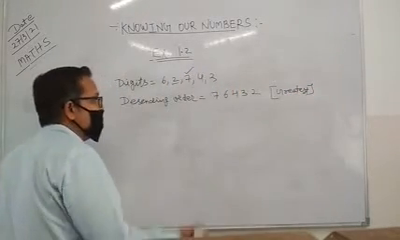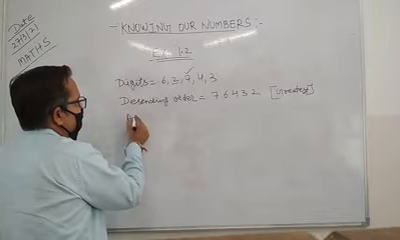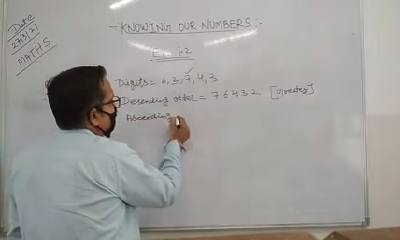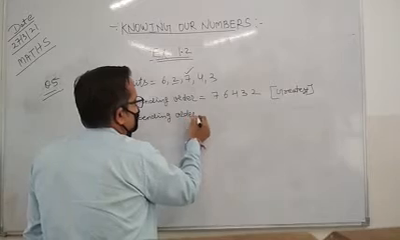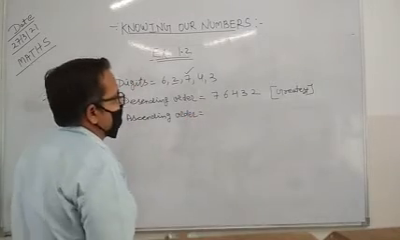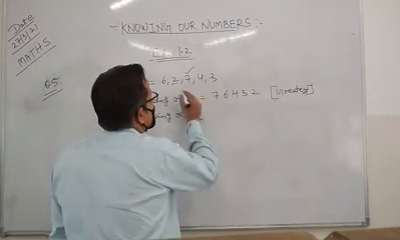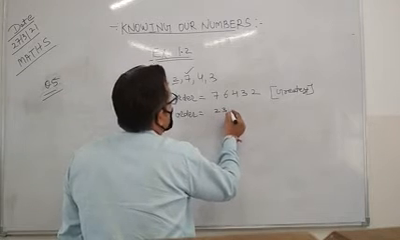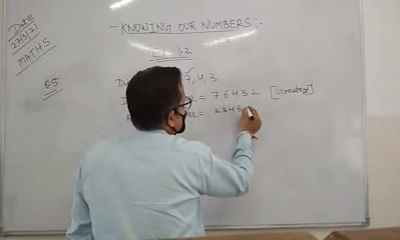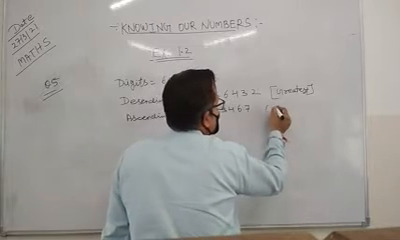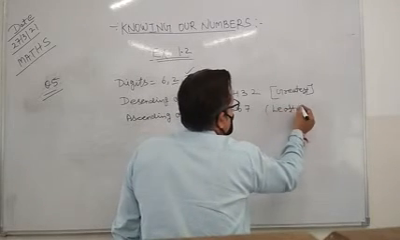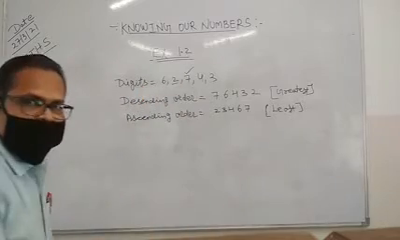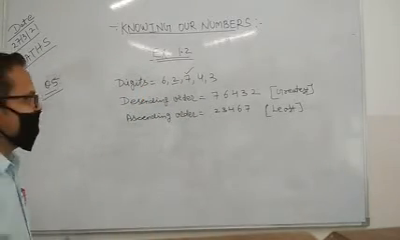Okay. Now we wish to make ascending order. If we are pairing them, then we will get the least number: 2, 3, 4, 6, 7. This we can form the least number.